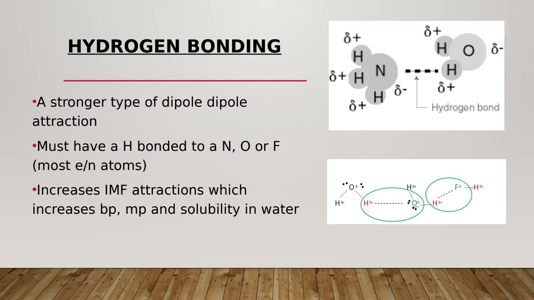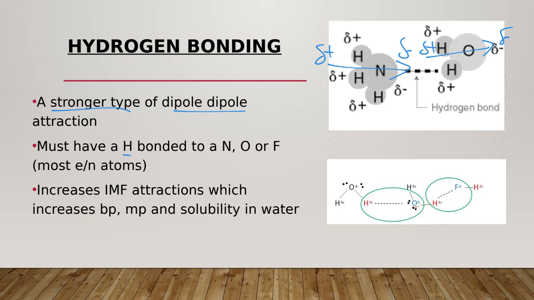The last type of intermolecular force in a covalent molecule is called hydrogen bonding. And hydrogen bonding is just a stronger type of dipole-dipole attraction. So you have to have a polar molecule. You have to have a dipole on your molecule that exists, just like in the previous slide. But the difference now is that you look for specific elements.